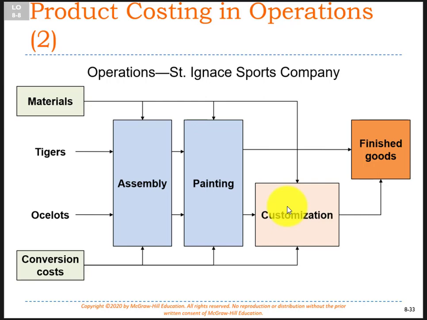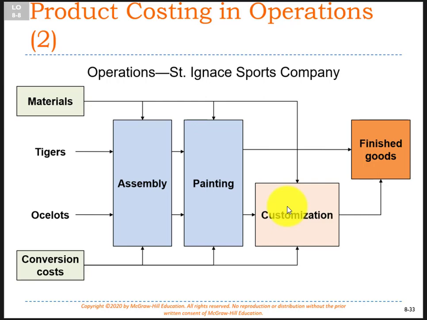The customization that happens only for the Ocelots, any additional things, would be treated as a job cost type scenario, because it's very easy to see when it starts and stops. It's not just going to everything. Everything's a little different. The customer gets to pick and choose what they want on their Ocelot, I guess, which is not available on the Tiger. So that's where you would then have pieces of both.